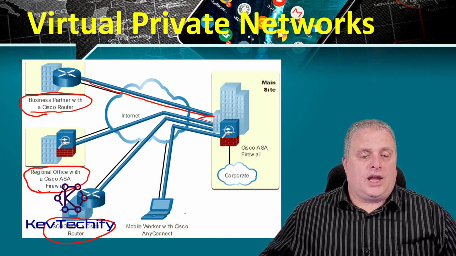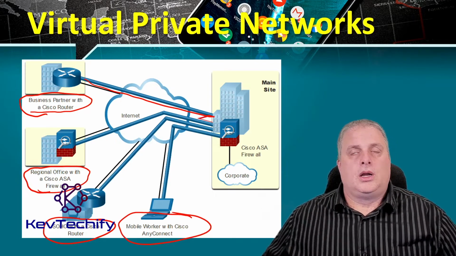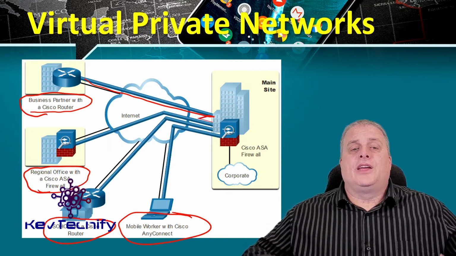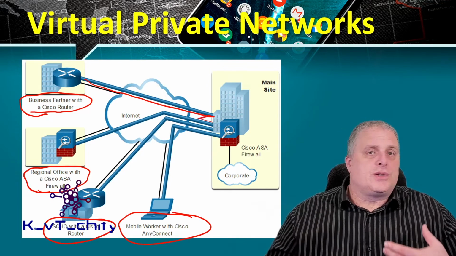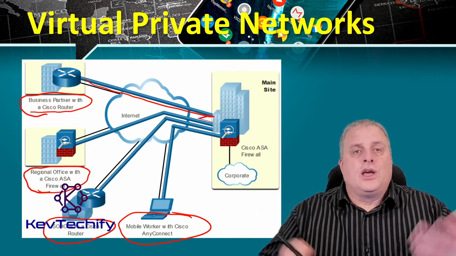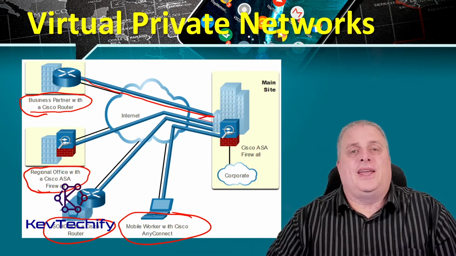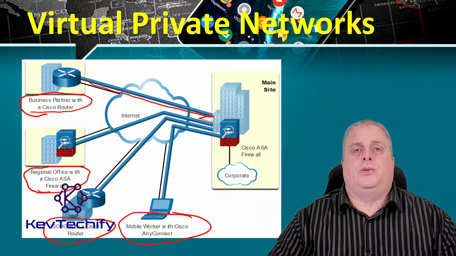And finally, we have a mobile worker. This mobile worker could be like a salesperson or a repair tech, and they could connect into the company to see inventory, repair processes, whatever they need to do to function correctly. They're all connecting back into the main site using a virtual private network.